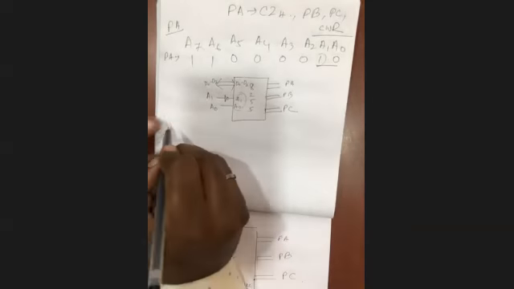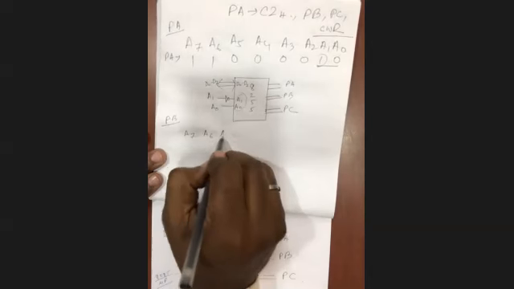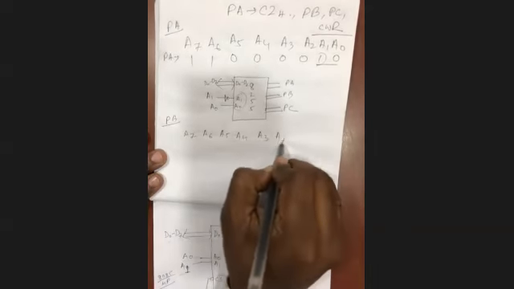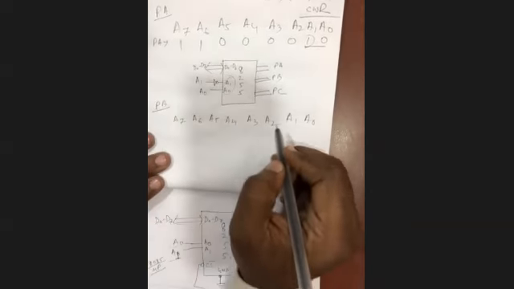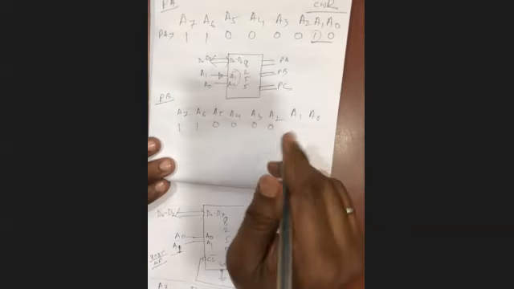राइट? Yes, sir. पोर्ट B का एड्रेस क्या होगा? A7, A6, A5, A4, A3, A2, A1, A0. 1 1 0 0 0 0. ये तो अनचेंज, इसका तो कोई लेकर कोई बात ही नहीं है.